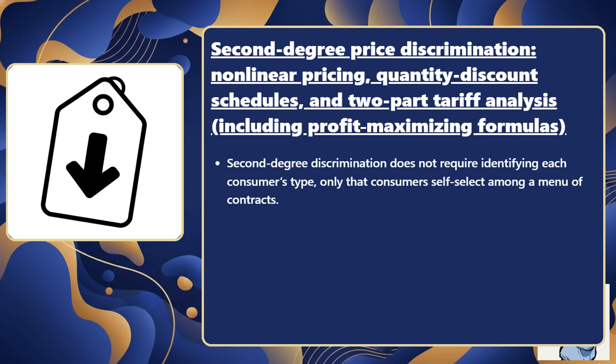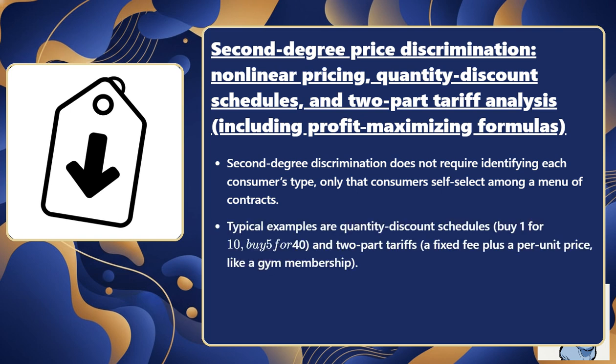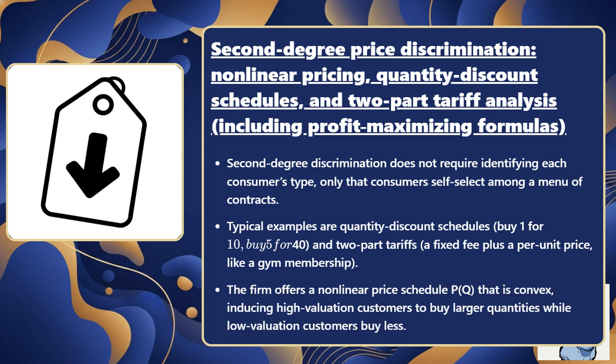Second-degree discrimination does not require identifying each consumer's type, only that consumers self-select among a menu of contracts. Typical examples are quantity discount schedules, buy 1 for $10, buy 5 for $40, and two-part tariffs, a fixed fee plus a per-unit price like a gym membership. The firm offers a nonlinear price schedule P(Q) that is convex, inducing high-valuation customers to buy larger quantities while low-valuation customers buy less.